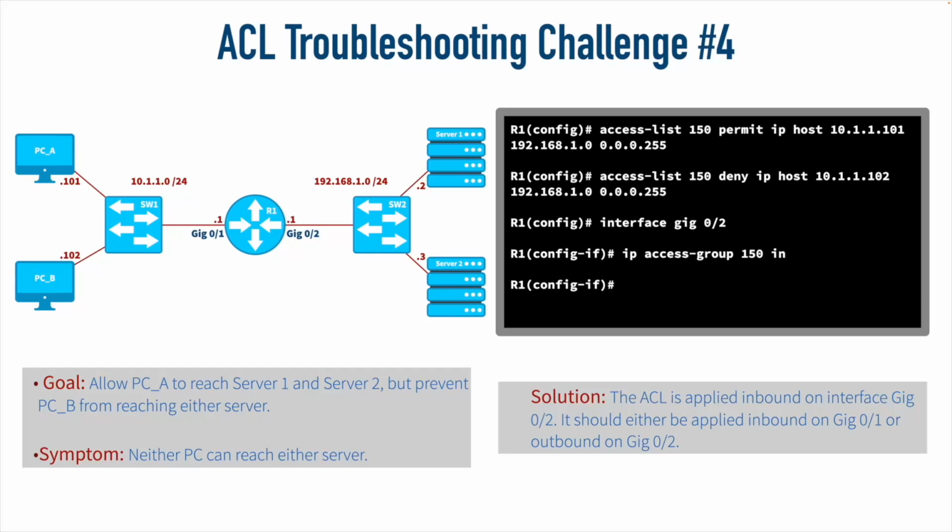Or we could apply the ACL to gig 0/1 and apply that in the inbound direction. And I would say that approach is a little bit better because we would be following the best practice of placing an extended ACL as close to the source as possible. And that's a review of some considerations to keep in mind as we're configuring and troubleshooting our access control lists.